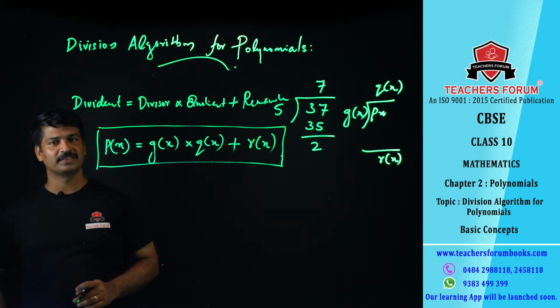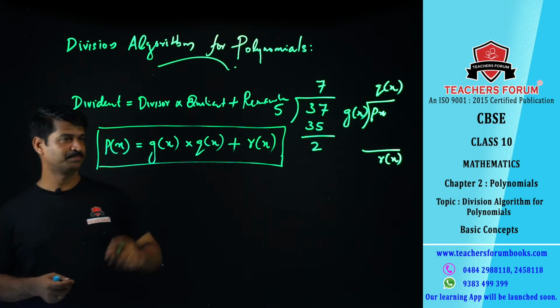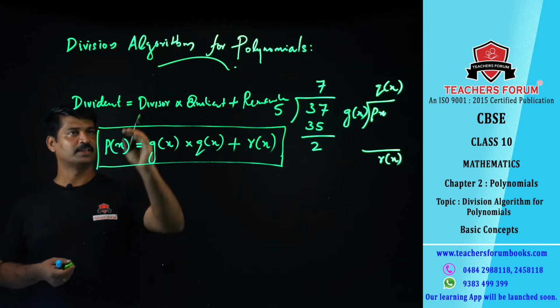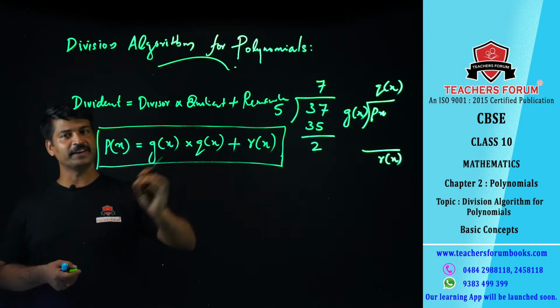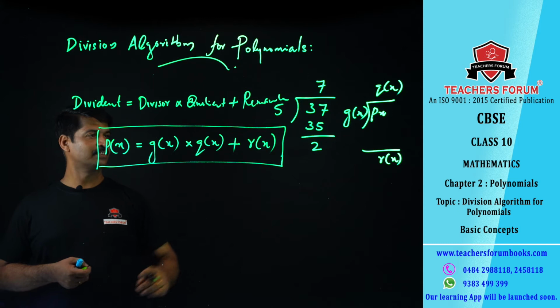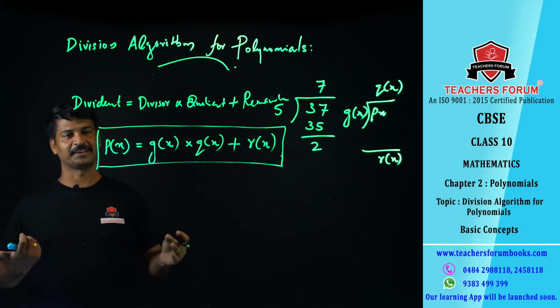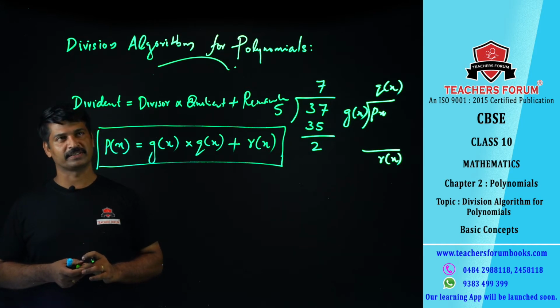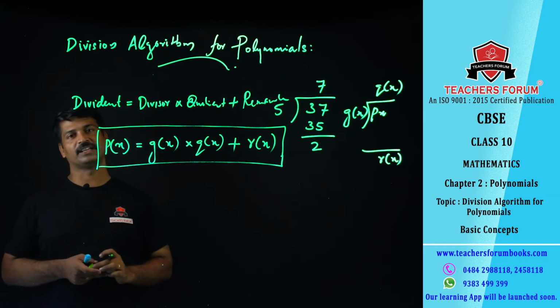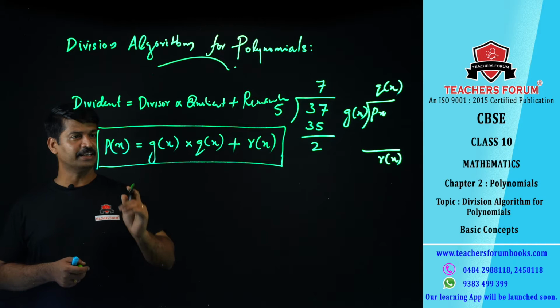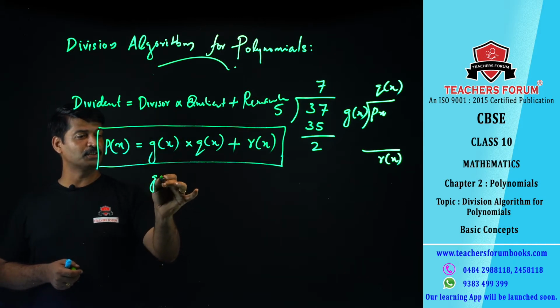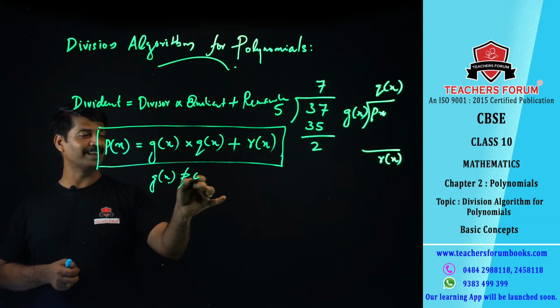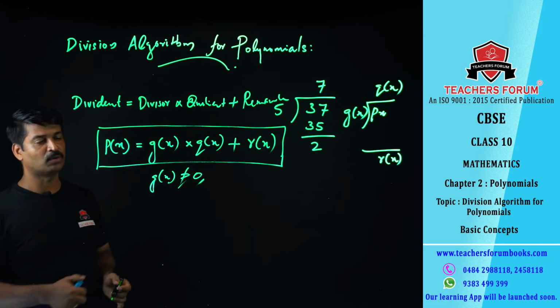What is p of x? That is the dividend. G of x, divisor, q of x, quotient, r of x, remainder. P of x is equal to g of x into q of x plus r of x. This is known as division algorithm for polynomials. Here, g of x should not be equal to 0. That's one condition.